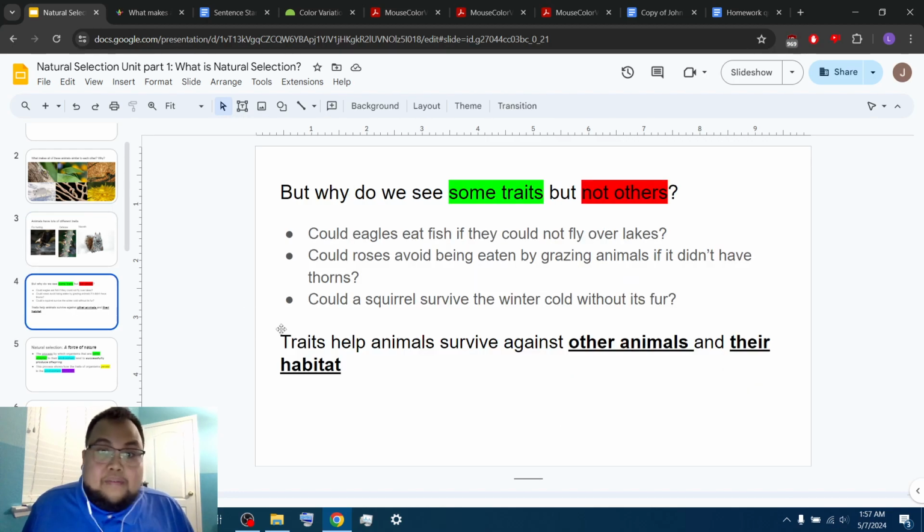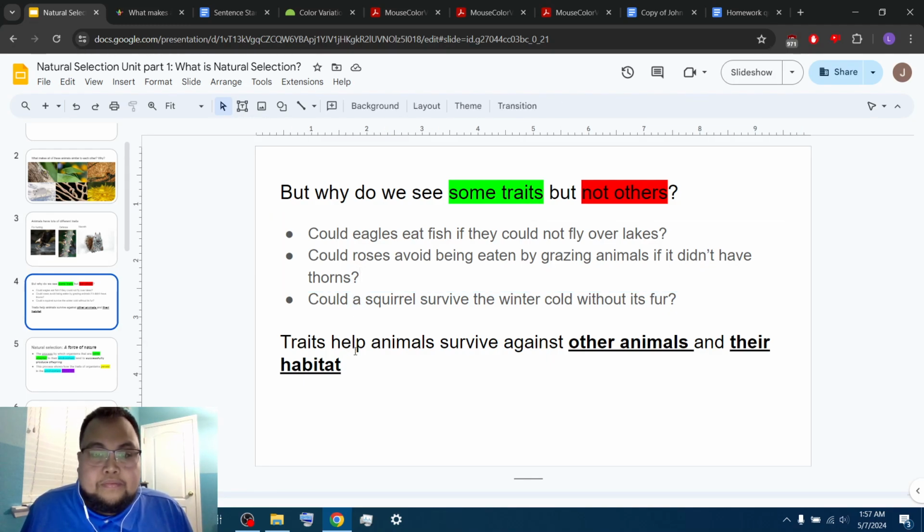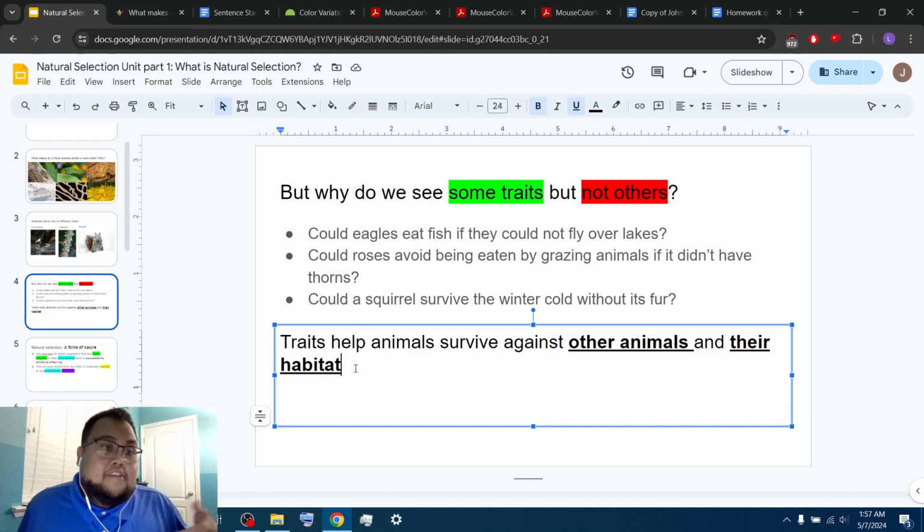So scientists have asked themselves, why do we see some traits and not others? And that's a great way to segue into this slide, right? So you could ask students, could eagles eat fish if they couldn't fly over lakes, for example? Or what would happen if this rose didn't have thorns? Or what happens if you shave the fur off of a squirrel? Would it survive in the winter? So scientists have hypothesized that they have these traits because they help other animals survive, right?